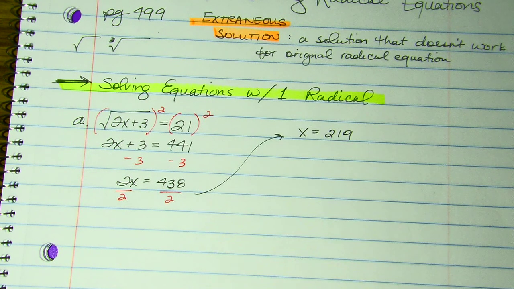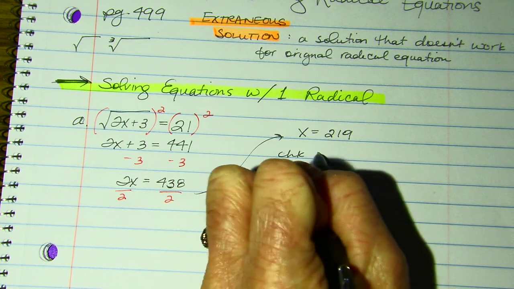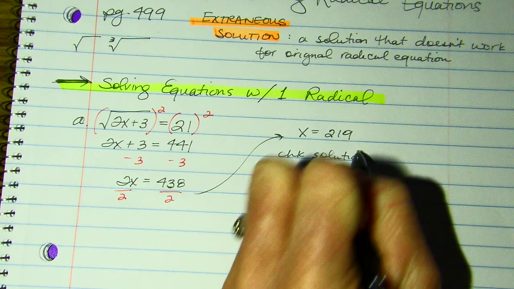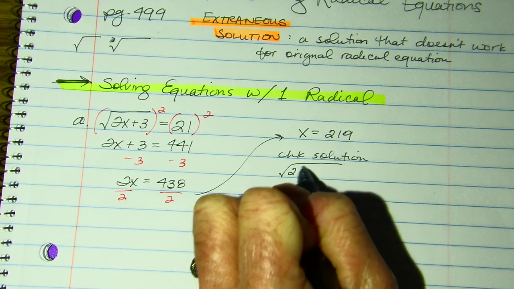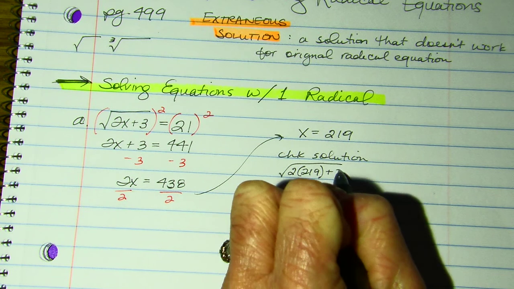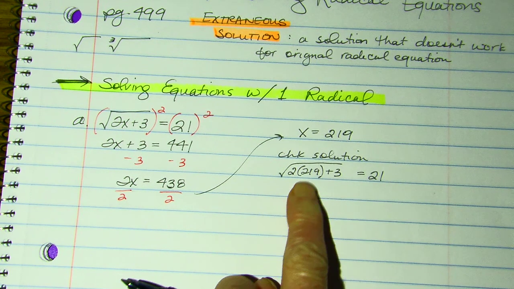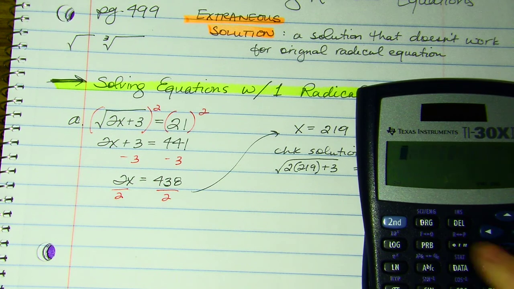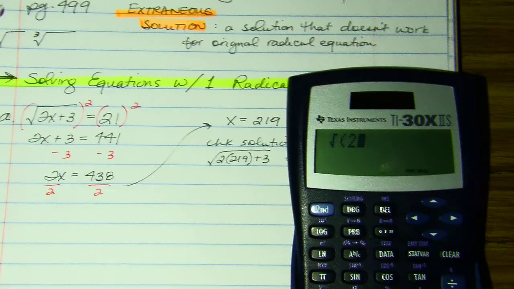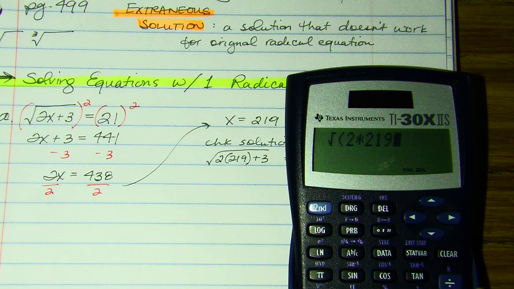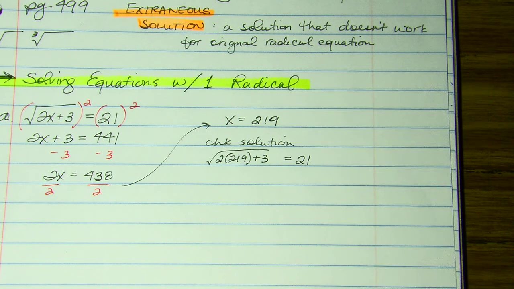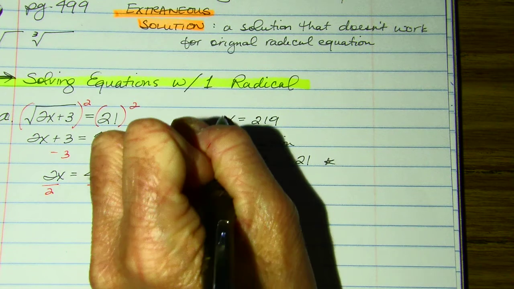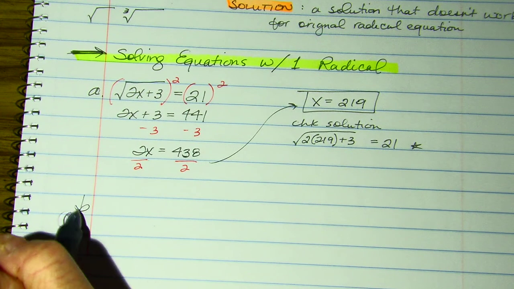I'm going to check my solution by plugging it into the original. Is the square root of 2 times 219 plus 3 equal to 21? Yes. So our solution works. So x equals 219.